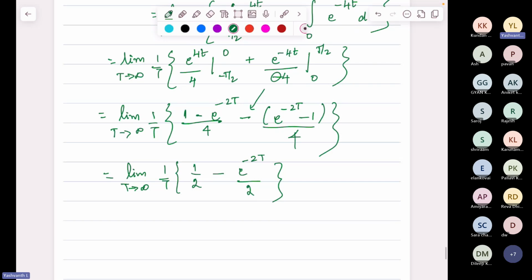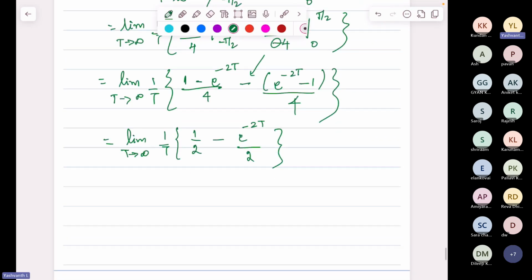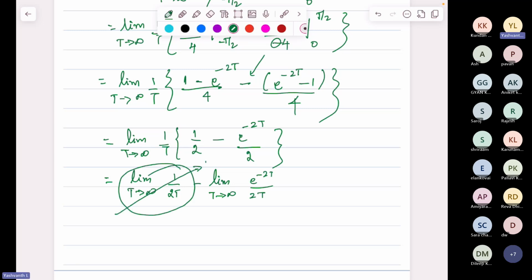Okay, it's actually correct. Let's go ahead. Now let's compute the limit. The limit is nothing but limit t tends to infinity 1 by 2t minus limit t tends to infinity e power minus 2t by 2t. Now this first term will go to 0, but what about this one?